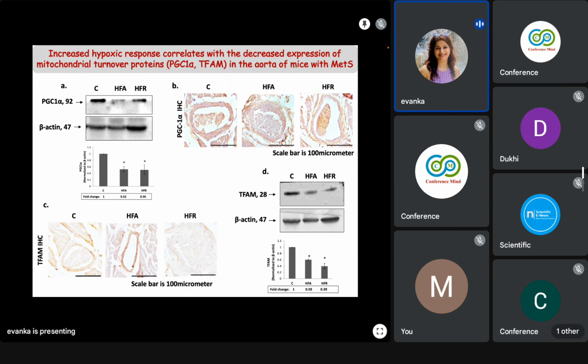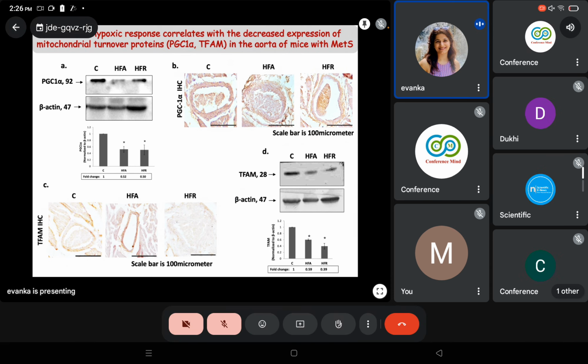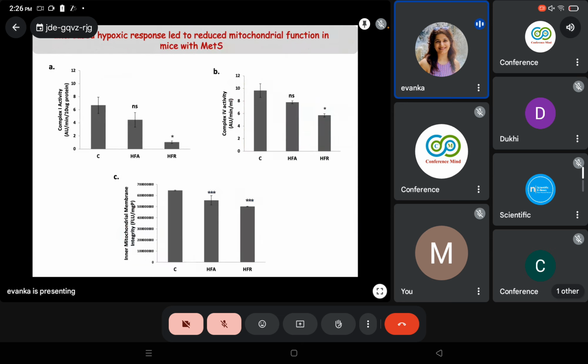Through both Western blot and IHC, we again checked that in both the high fat and high fructose diets, the levels of PGC1 alpha and TFAM were found to be downregulated, thereby leading to changes in the mitochondrial activity. For this, we checked the levels of complex 1 and complex 4 activities along with the inner mitochondrial membrane potential, for which JC1 dye uptake was estimated.